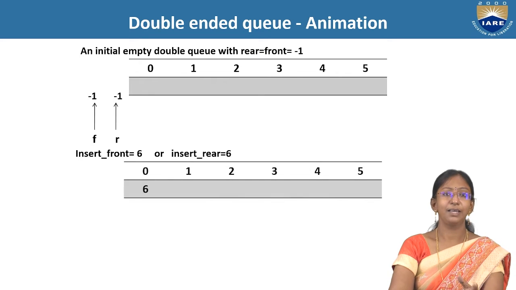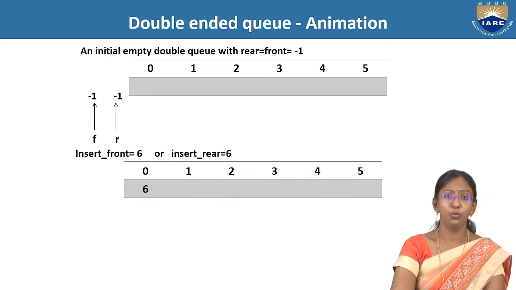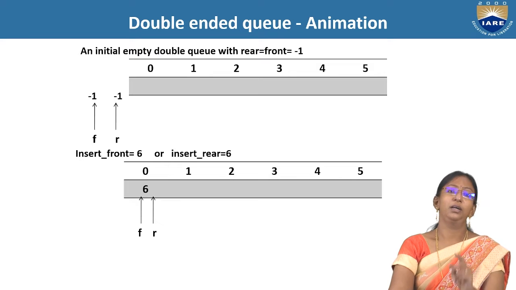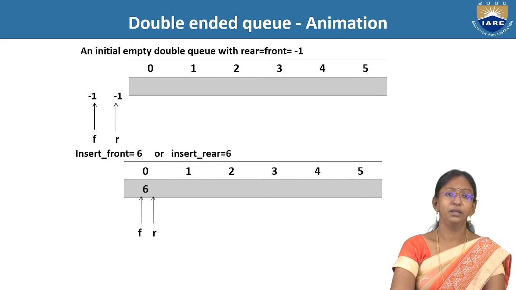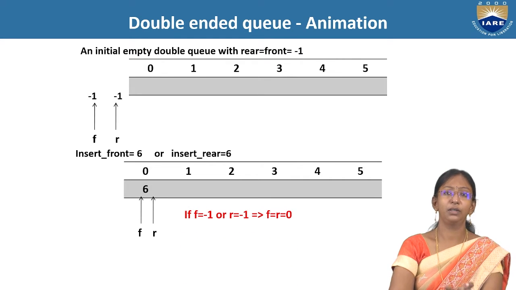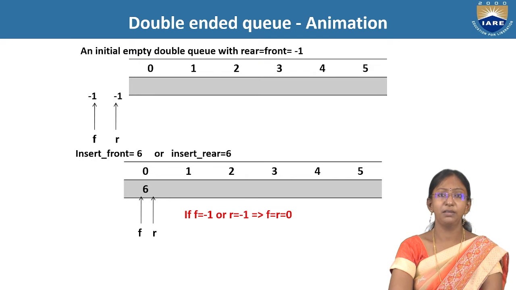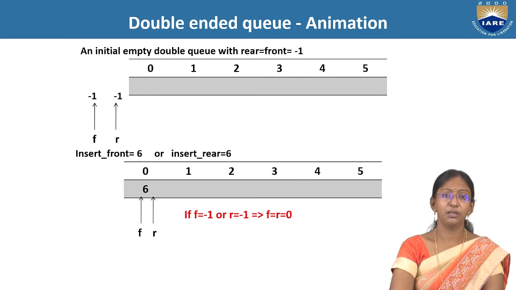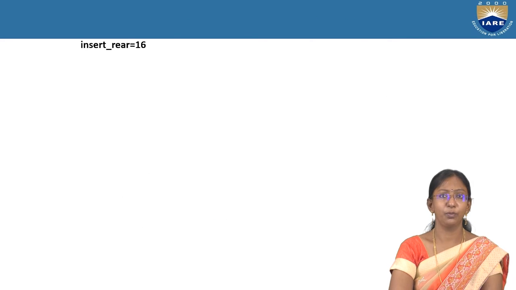As soon as I insert an element into the double-ended queue, the front and rear will be incremented. Now front and rear are pointing to the index value 0. You can see that I have highlighted what will happen if front and rear are -1: both will be incremented and they'll get the index value 0.